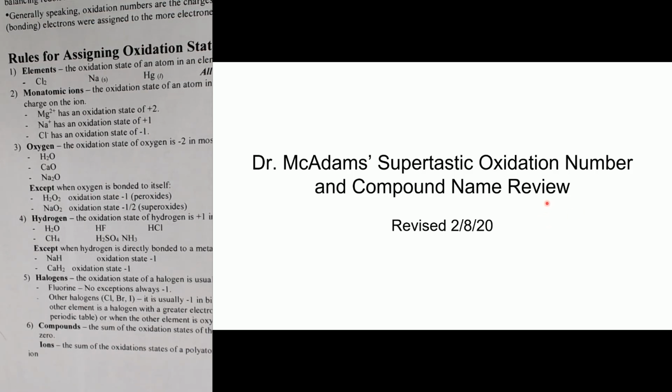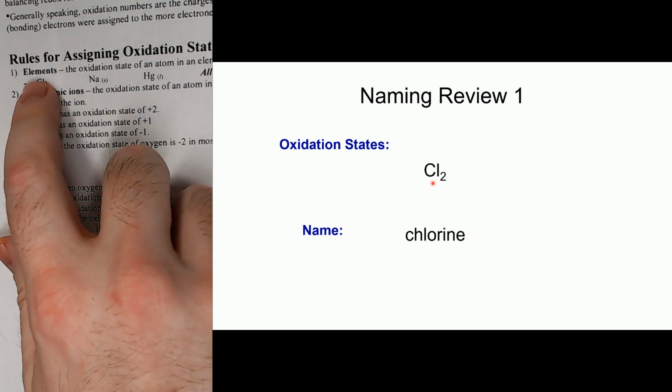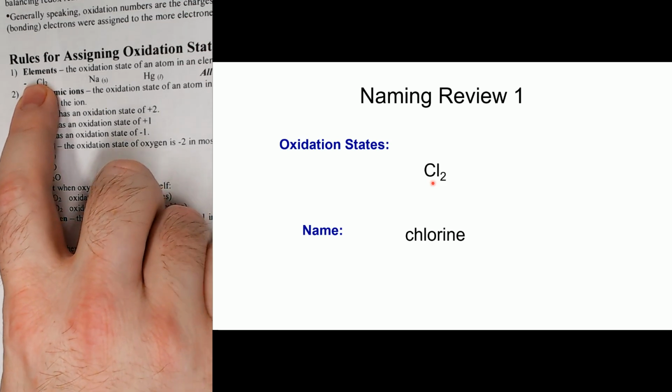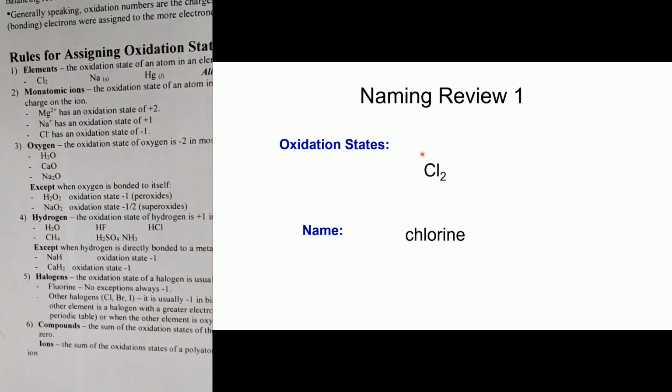So let's look at the first one. Now, I make this also a naming review. I use this with my 1411 students. This, of course, is the element chlorine. So we just need to put chlorine. And so now, once we know what it is, we'll go through the rules. Well, first, is this an element by itself? And the answer here is yes. So since that's an element, this has an oxidation state of 0. So we're done with that one. That one's pretty easy. So let's look at the next one.